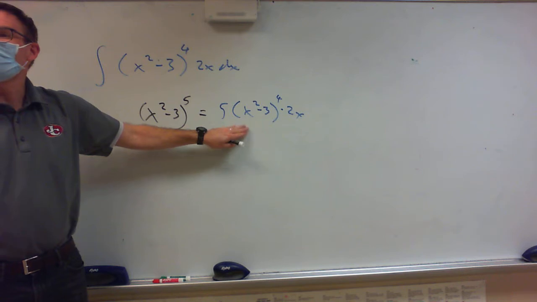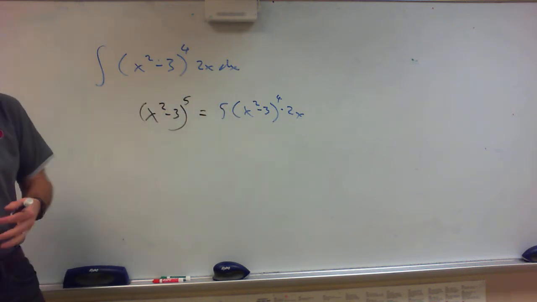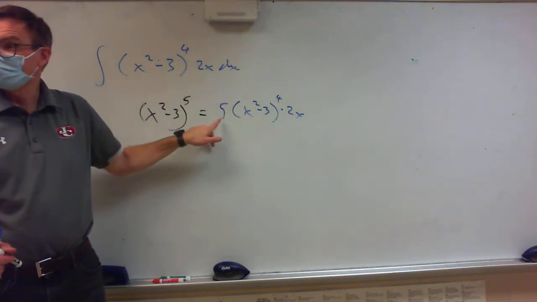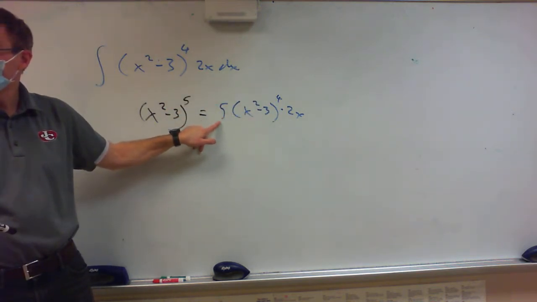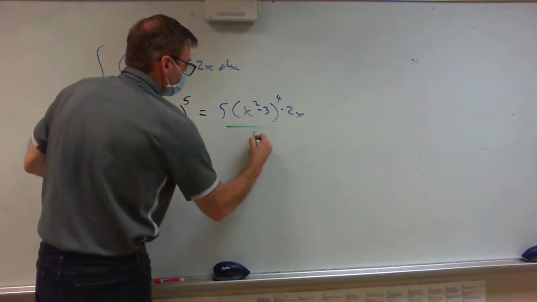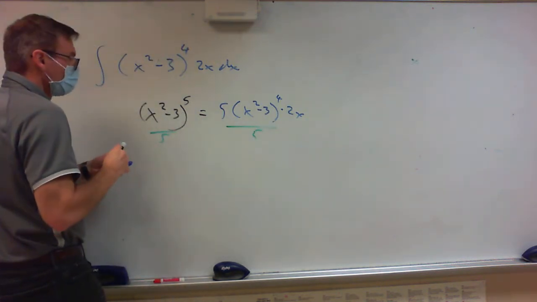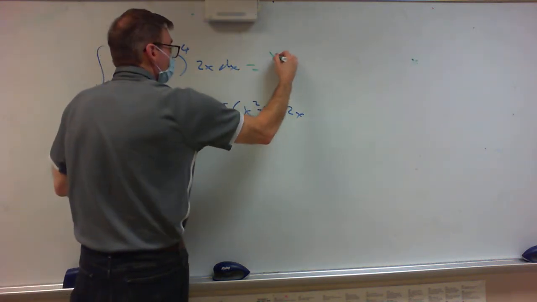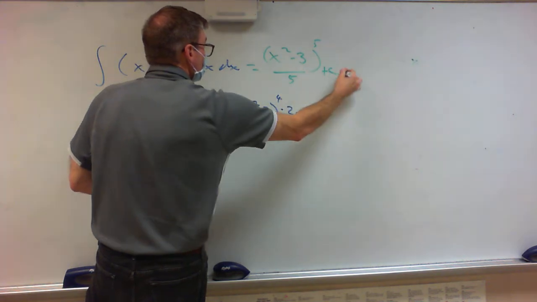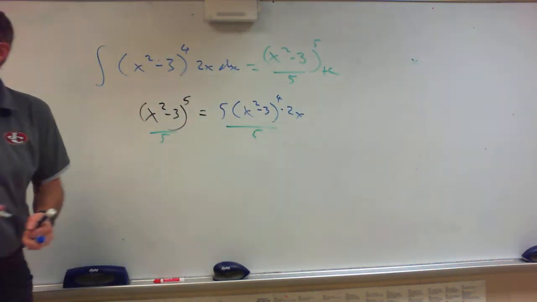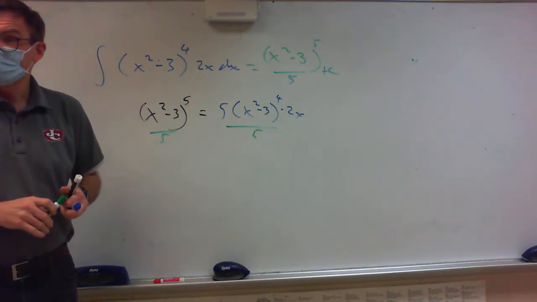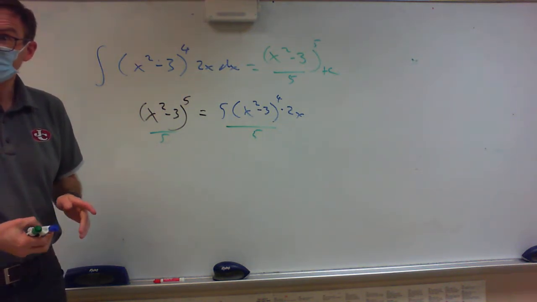And so what do we need to do to this to make it look like this? Divide by 5. We have a 2x in here, right? You see the only problem we have is that 5? So I need to divide by 5. And my claim is, if I have x squared minus 3 to the 5th over 5 plus c, if I take the derivative of that, I will get this. That's my claim, and you don't have to believe me, right? You can do it.